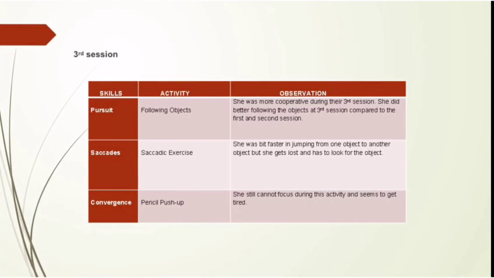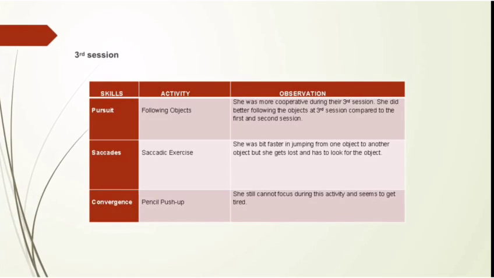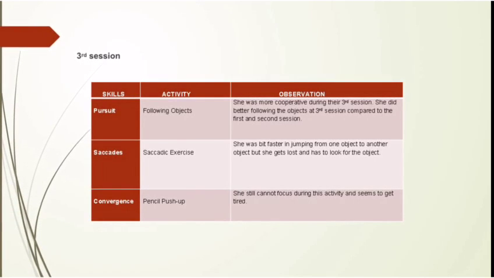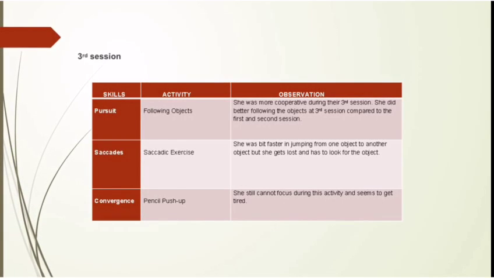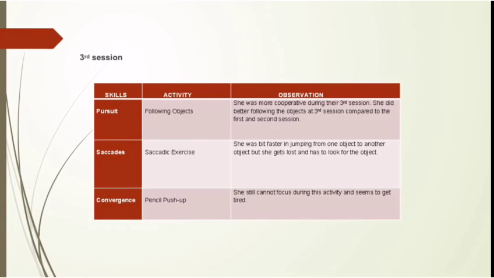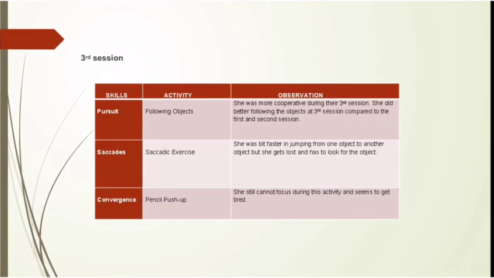For the third and last session, for the pursuit, she is more cooperative. She did better following objects than in the first and second sessions. For the saccades, she is a bit faster in jumping from one object to another, but she gets lost and has to look for the object again. And for the convergence, she cannot focus during this activity and seems to get tired.